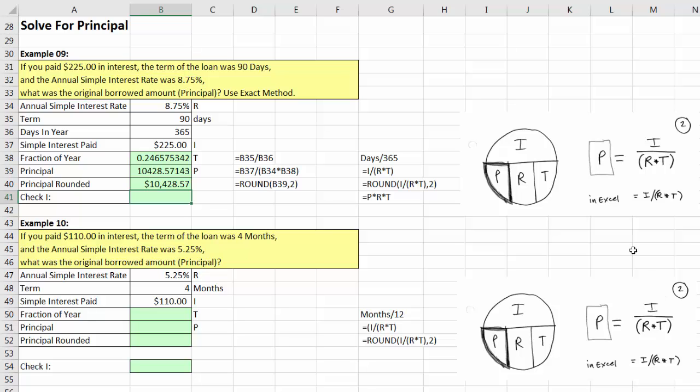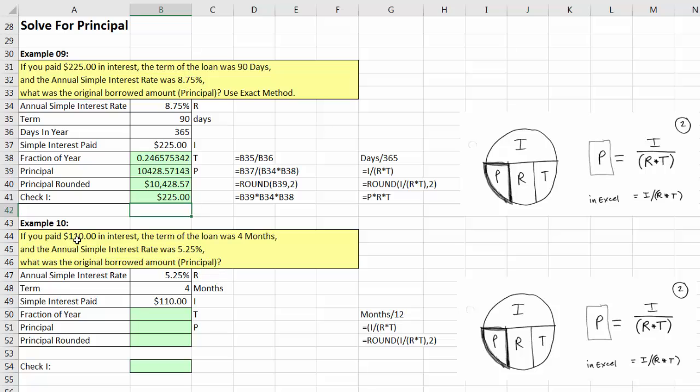If I want to check, I can use any one of the other formulas. I'm just going to calculate the interest. Well, there's the principal, the unrounded amount to check and get the exact answer, times the rate times the fraction of a year. And when I hit enter, there it is. We've checked 225.